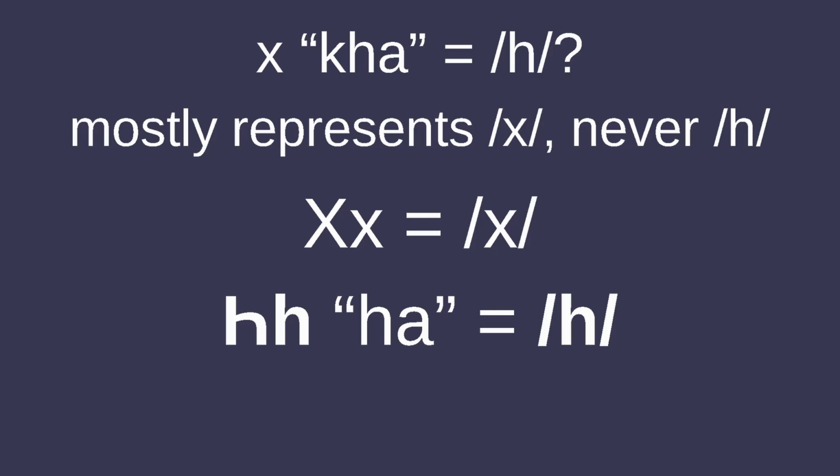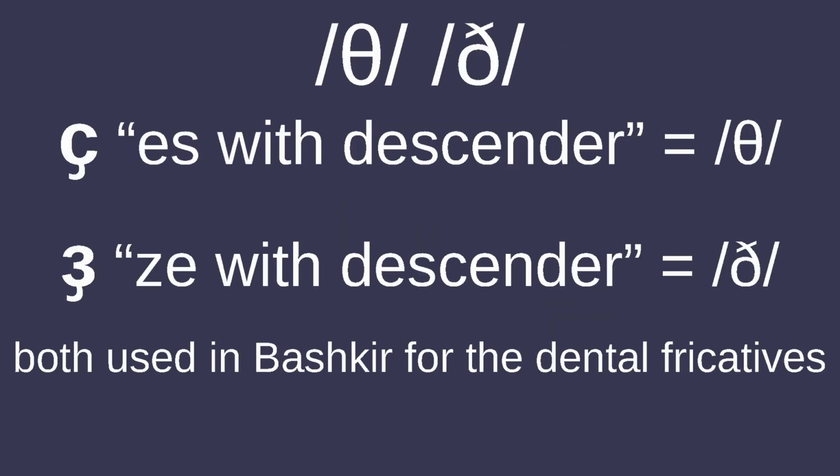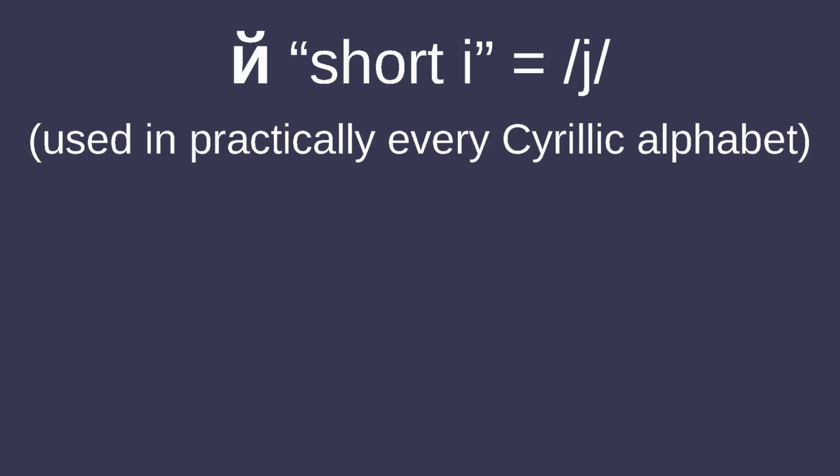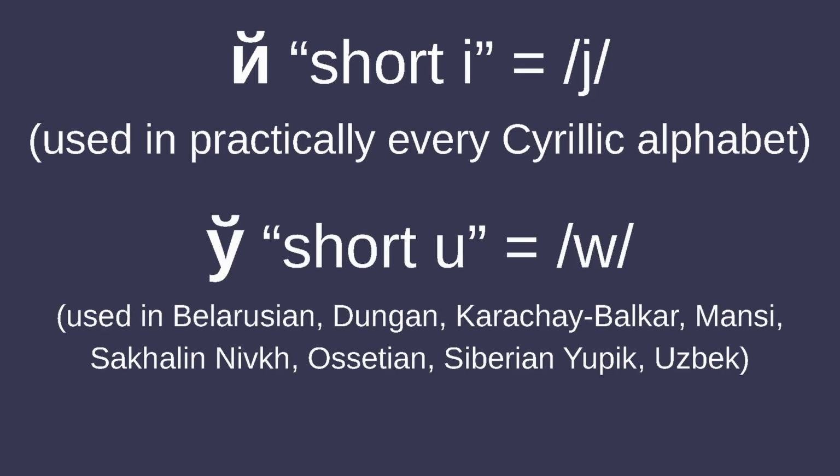So I'm using ha for the velar fricative like in the majority of languages, and using ha for the glottal fricative. Then there's the dental fricatives, for which the best way I found to represent them was s with dissenter for the voiceless dental fricative tha, and ze with dissenter for the voiced dental fricative tha, both used in Bashkir. For ya, there's short e, a standard part of many languages using Cyrillic, and for wa, there's short u, which isn't as common but works just as well.